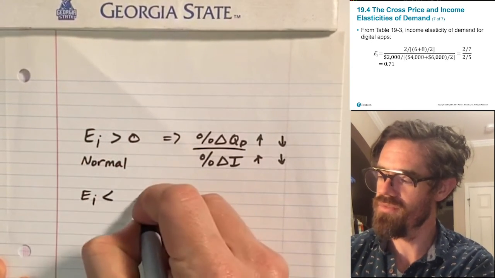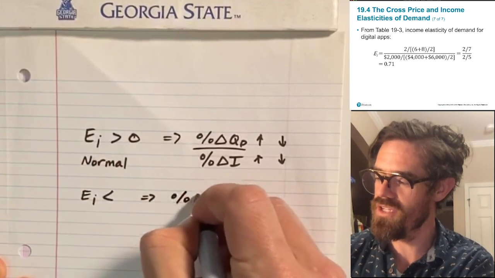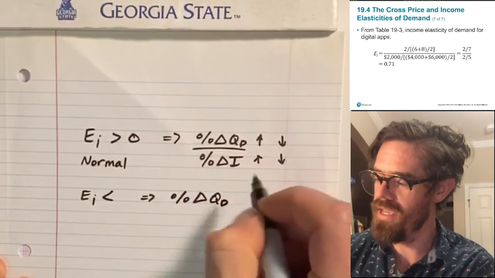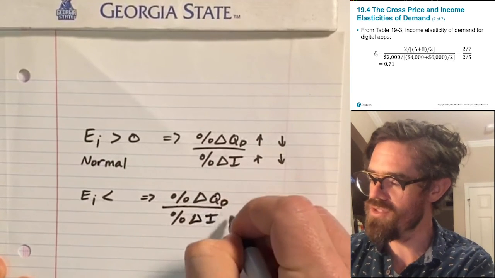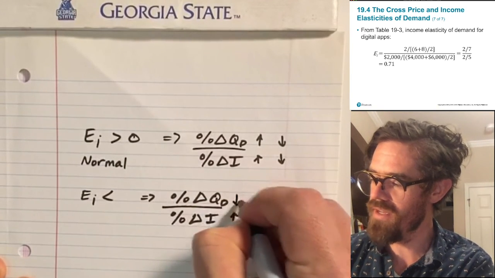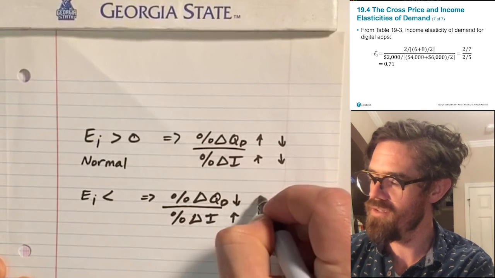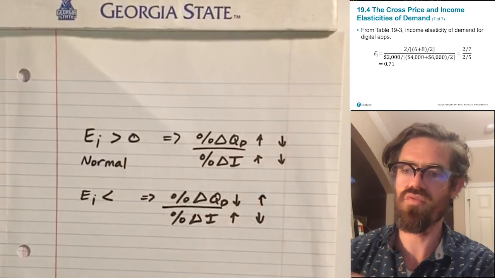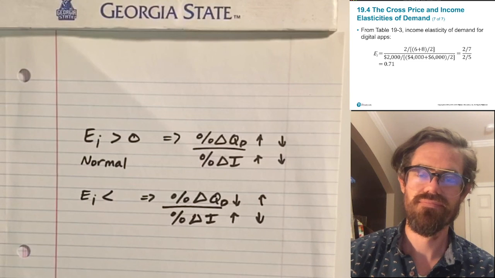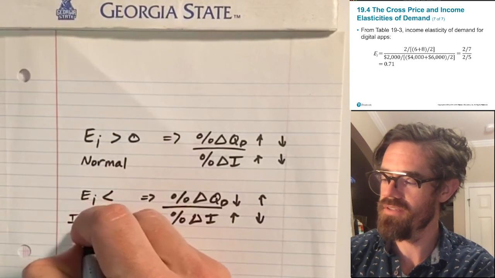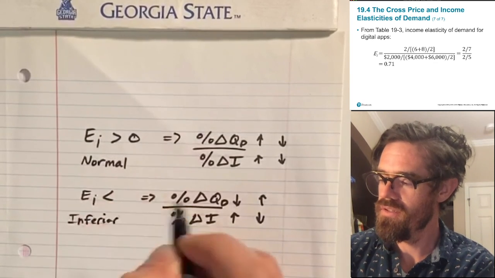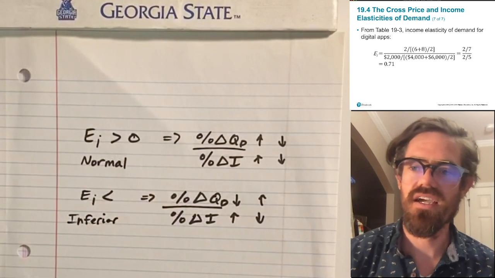What if it's negative, right? It means that the percent change in quantity demanded and the percent change in income move in opposite directions. So if your income goes up, you buy less, or if your income goes down, you buy more. What type of good is that? And hopefully you recall that that's an inferior good, right? So that's what the sign is telling us here.